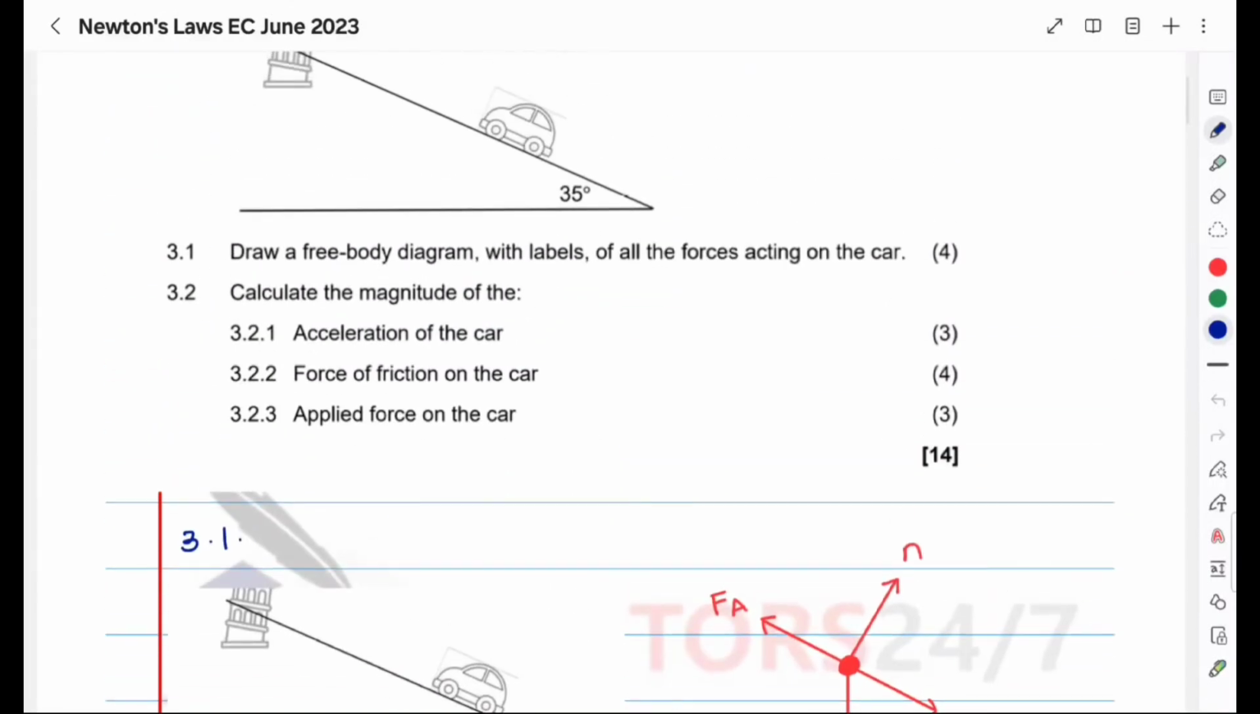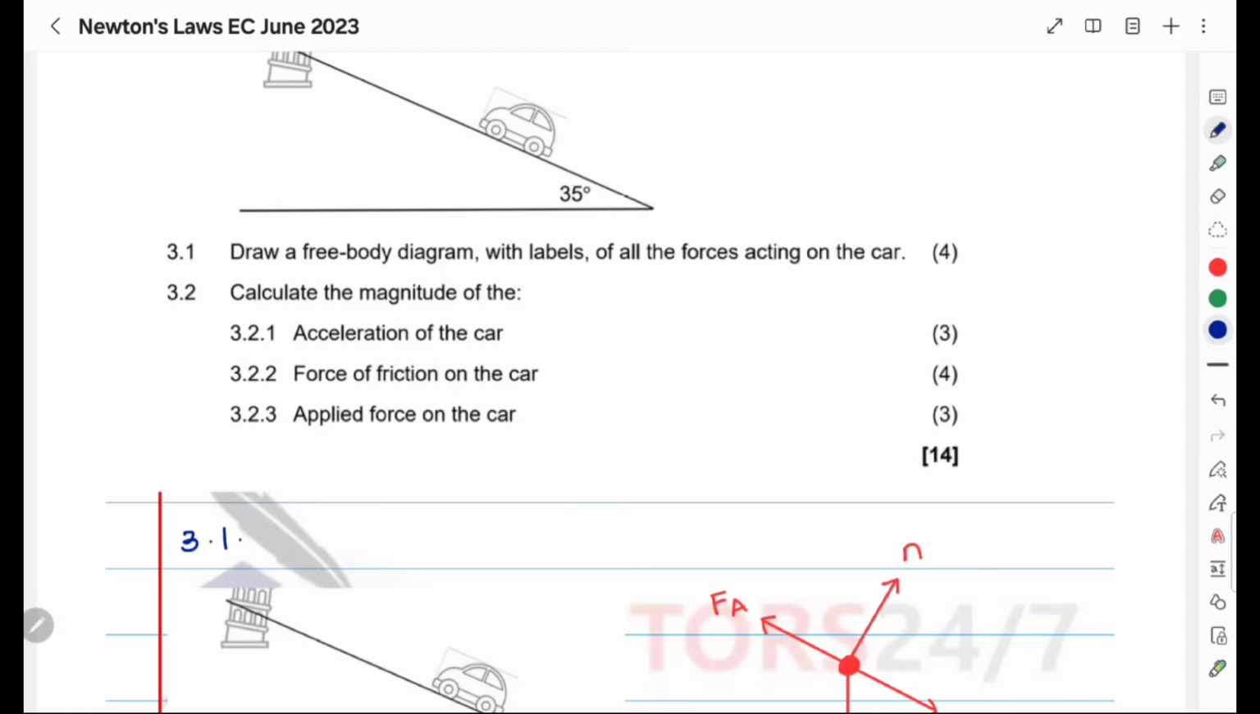Next, let us have a look at question 3.2. Calculate the magnitude of the acceleration. Please take note that the word magnitude implies that they do not want a direction. So if your final answer has a negative in it, for example, if you calculate acceleration to be -2, you are then going to state, therefore, acceleration will be equal to 2 meters per second squared. So you do not include the negative in your final answer because a negative shows direction. So the word magnitude tells us that they do not want a direction.